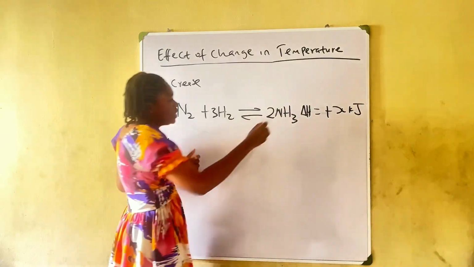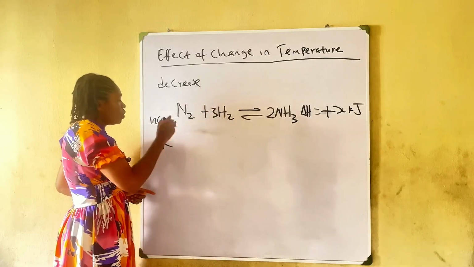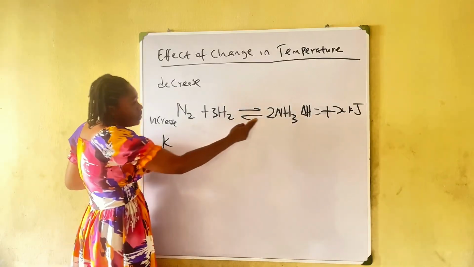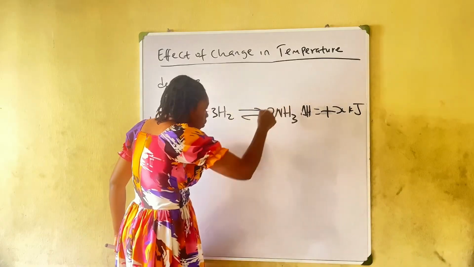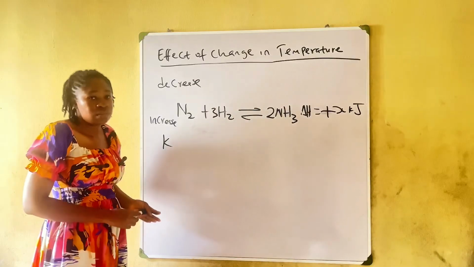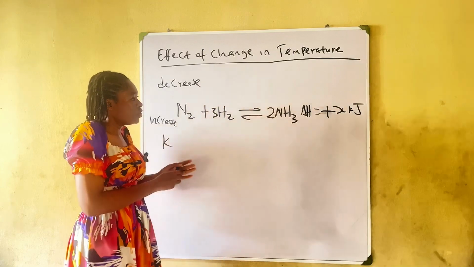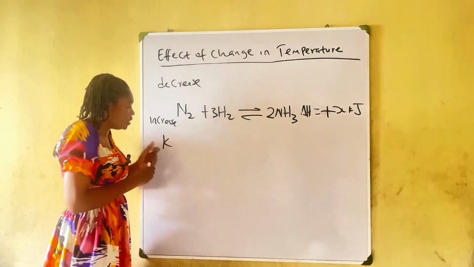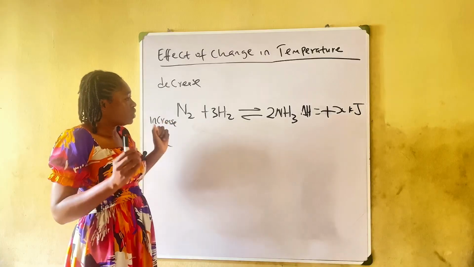Okay, look at this system, this endothermic reaction. If you increase the temperature of this system, what will happen to the equilibrium concentration? Increasing the temperature of this endothermic reaction will shift the equilibrium position to the right, favoring product formation. So the value of the equilibrium constant is going to increase. If you lower the temperature of this system, it's going to shift to the left. So the value of K will decrease.